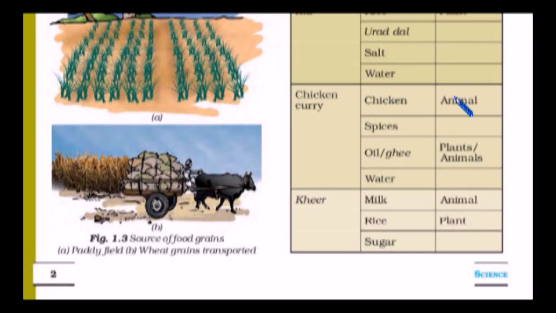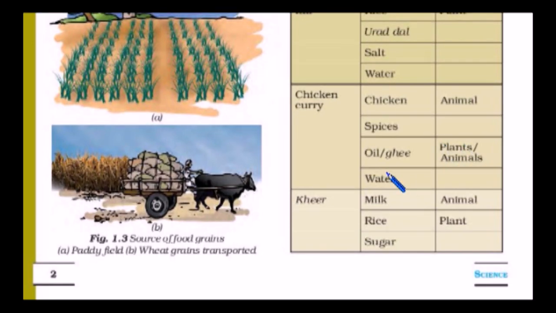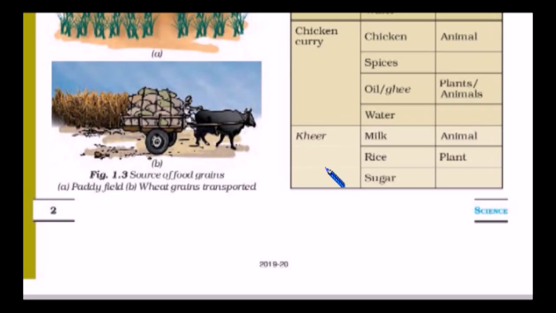Now chicken is an animal source. Spices come from plant source. Oil and ghee can be plant source or animal source also. We require water. Third example is given of kheer.